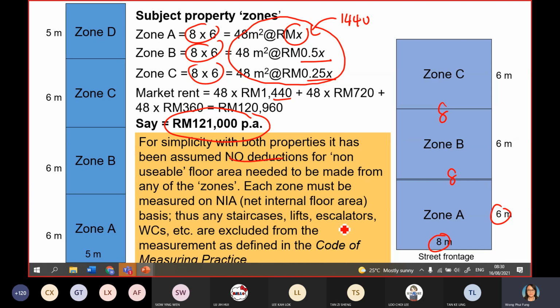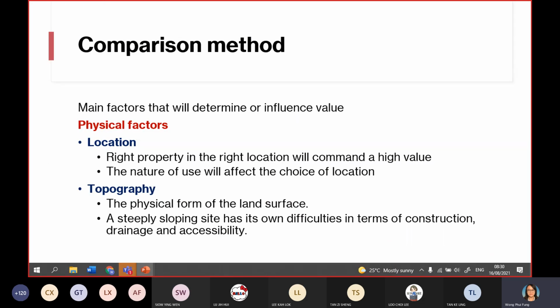No deduction for those toilet, lift, staircase, or other things or storeroom, for example. Okay, so assuming no deduction, just measure on net. So that is the zoning and halving back. Now a little bit of the theory.